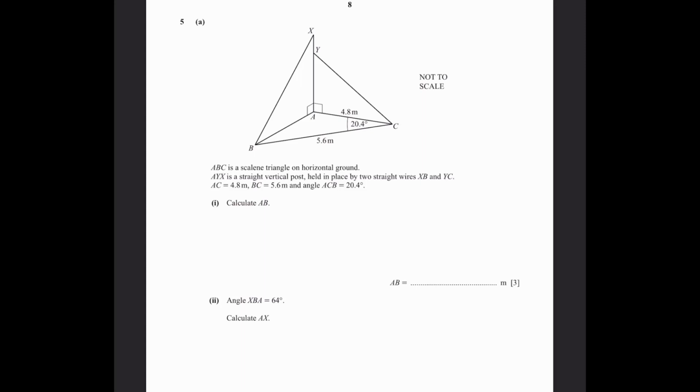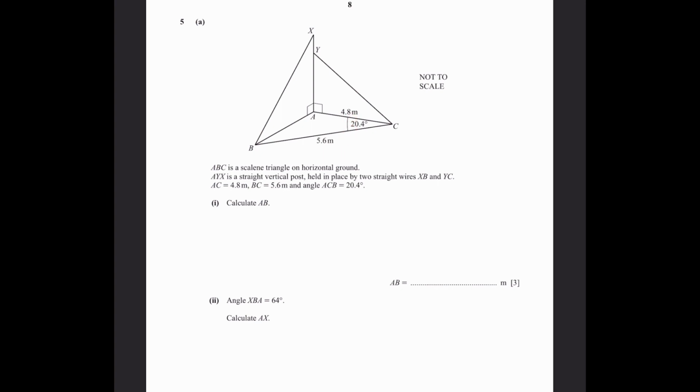Question 5. A. ABC is a scalene triangle on horizontal ground. AYX is a straight vertical post, held in place by two wires XB and YC. AC equals 4.8 meters, BC is 5.6 meters, and angle ACB is 20.4 degrees.